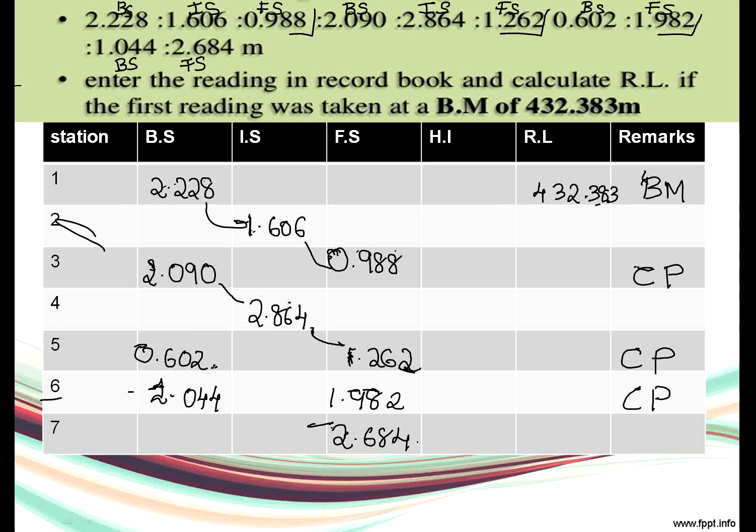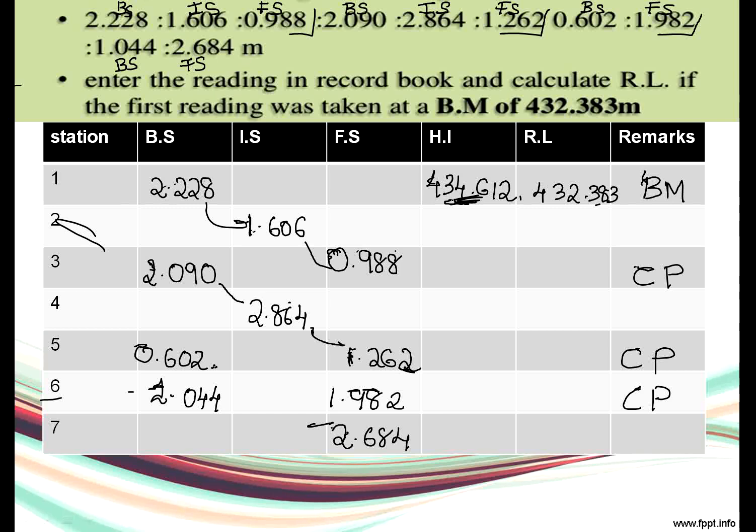Okay, this is the way. Now you have to find out all the RL and all the HI values. For that, first of all, take station 1. For station 1, you know the RL and backside. So RL plus backside will give the height of instrument. 432.383 plus 2.228 will give the height of instrument, and you will get 434.612. Okay, so you got the height of instrument here.